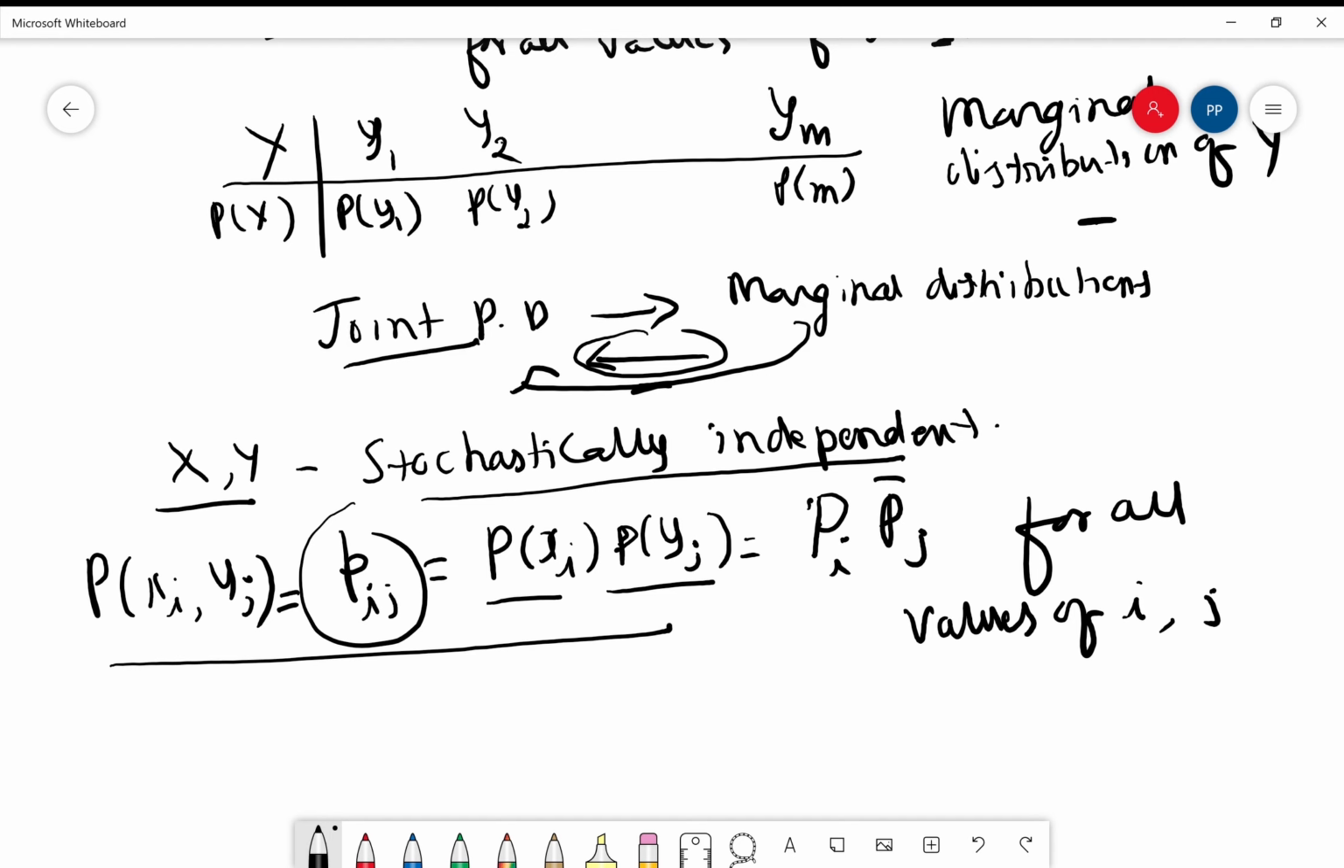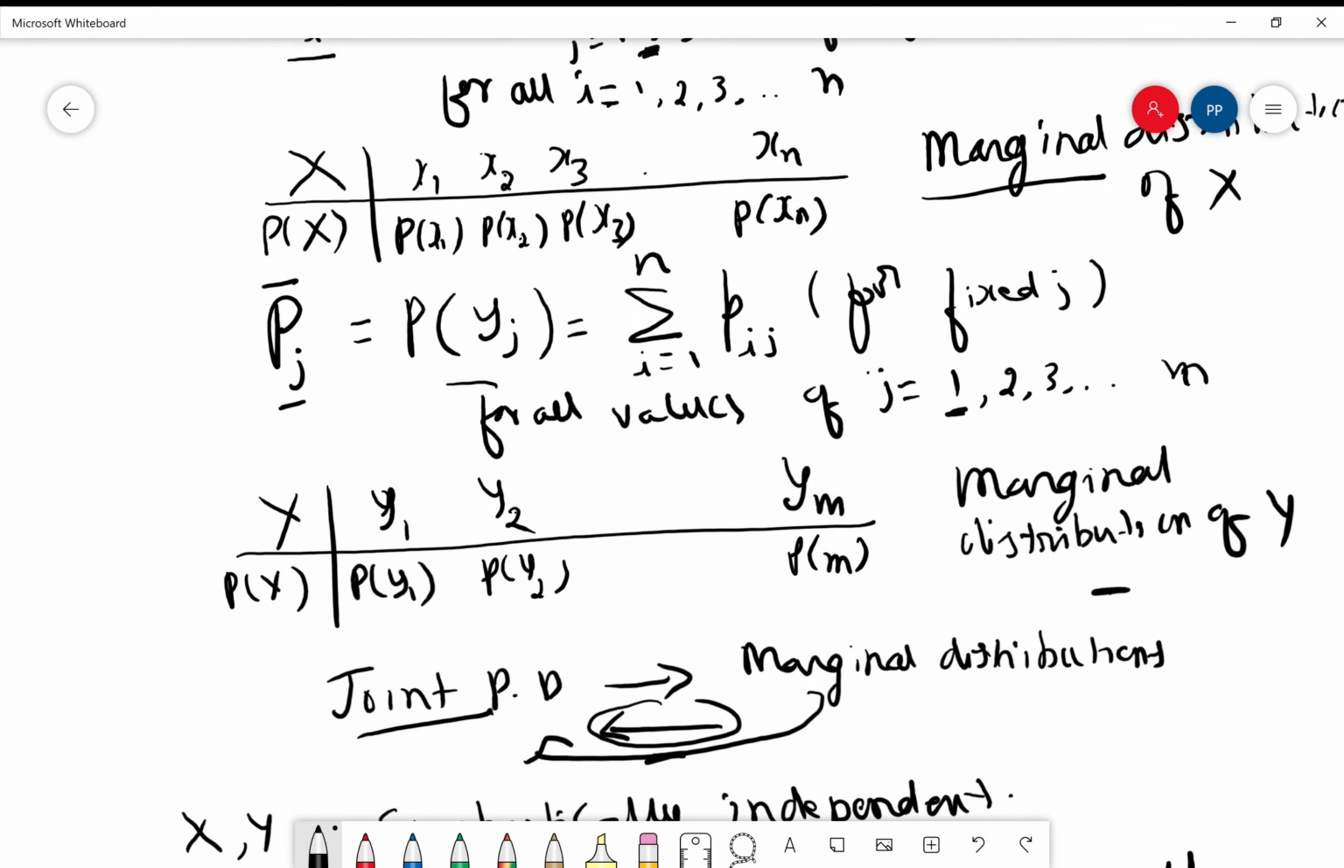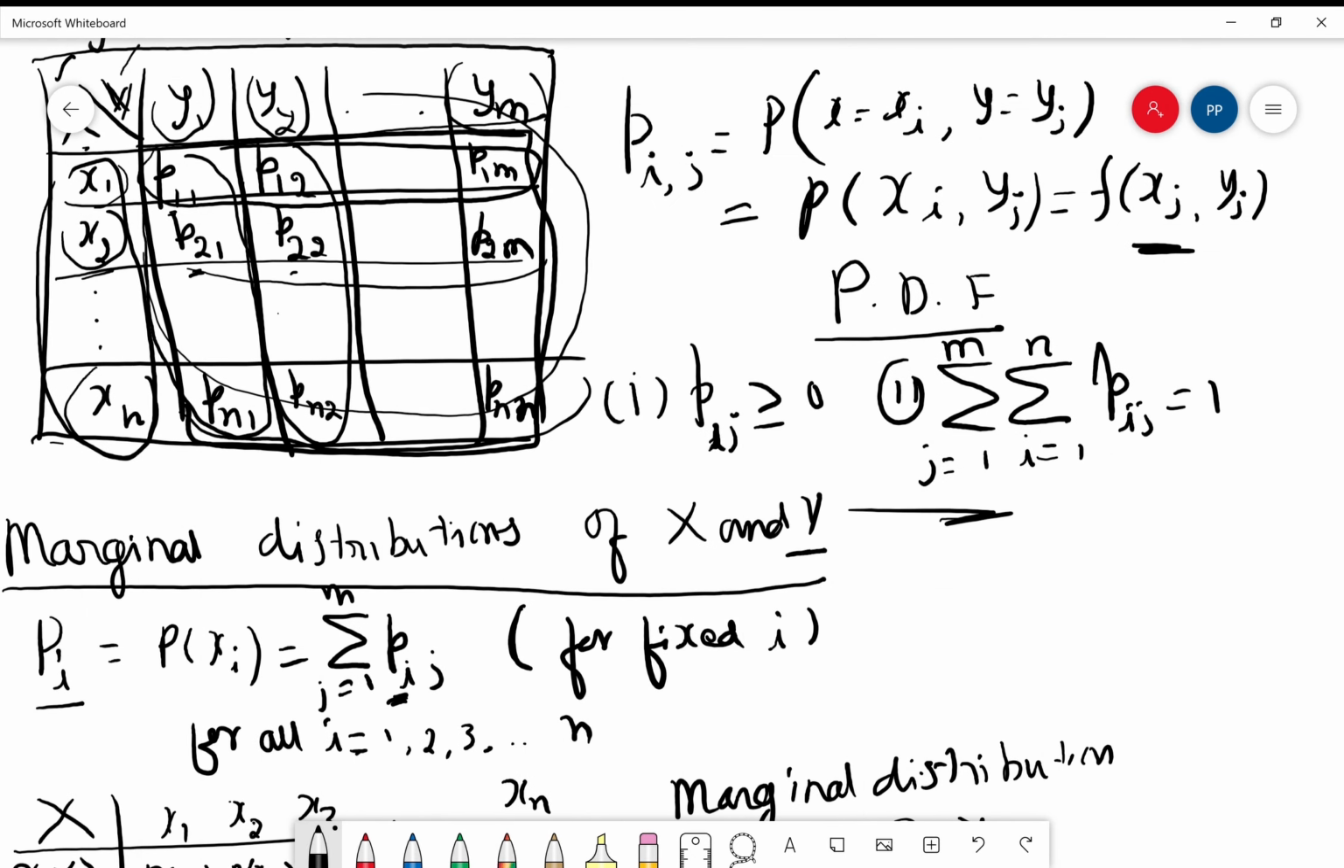This condition is very easy to understand. If you consider the probability contingency table, this value must be equal to the product of the sum of the entries in this row and the sum of the entries in this column. In general, the probability of any element Pij equals the product of the sum of the entries in the ith row and jth column. So while working problems, we can check that condition very easily.